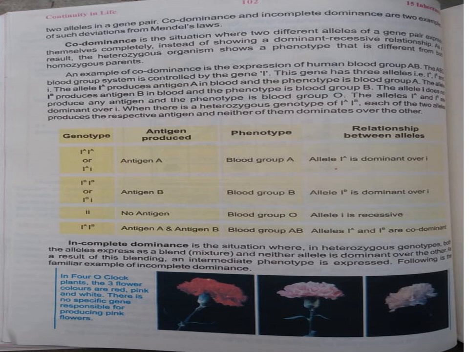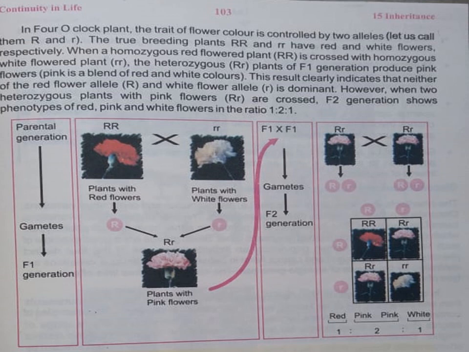In 4 o'clock plants, the 3 flower colors are red, pink and white. There is no specific gene responsible for producing pink flowers. In the 4 o'clock plant, the trait of flower color is controlled by 2 alleles. Let us call them capital R and small r. The true breeding plants capital R capital R and small r small r have red and white flowers respectively.